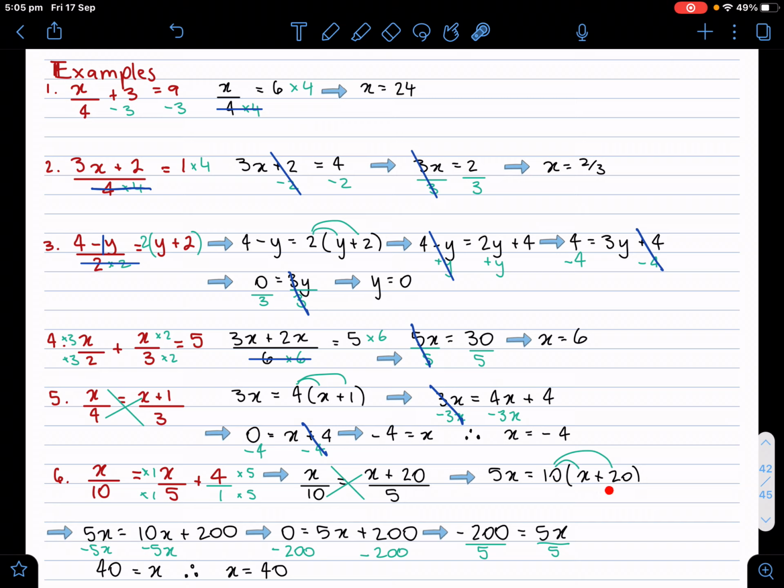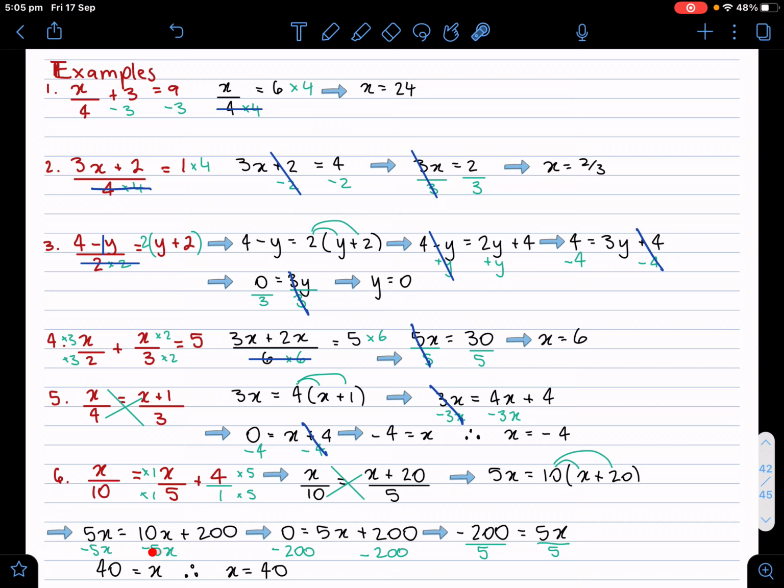Now, just like in example 5, we have to expand the brackets. Whenever you have equations with brackets or grouping symbols, remember the rule, expand the brackets. It makes your life so much easier. 10 times x, 10x, 10 times 20, 200. Now we get to an equation with pronumerals on both sides. Remember the rule? When there are pronumerals on both sides, we take the smallest one across. So the smallest one out of 5x and 10x is 5x.